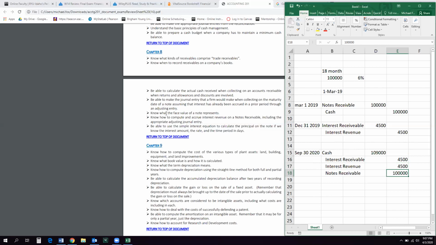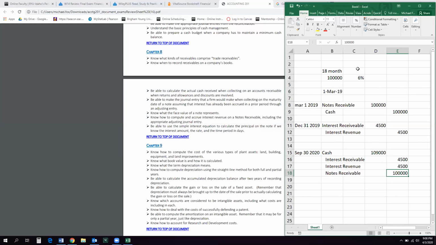All right, so the next one is to know what the face value of the note represents. So the face value of the note, that's this amount, the amount that you actually lent. And the amount that has to be paid back at maturity plus interest. So the face value is the amount that the interest is calculated on. So on our $100,000 note, we would say the face value is $100,000. Know how to compute and accrue interest revenue on a note receivable, including the appropriate adjusting journal entry. So I just went through that process.